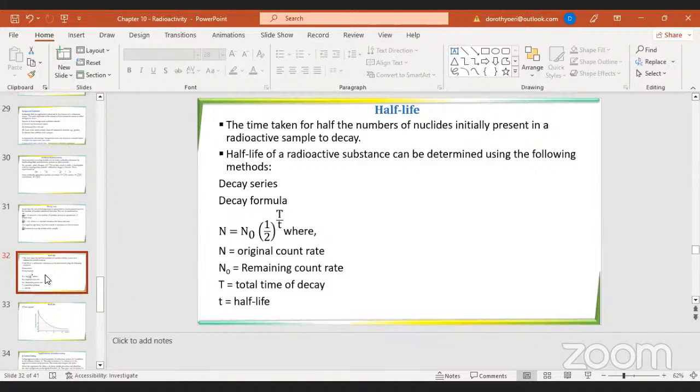Given that 5 grams of cobalt-60 is kept in a laboratory and it has a half-life of 5 years. Calculate its mass after 15 years.